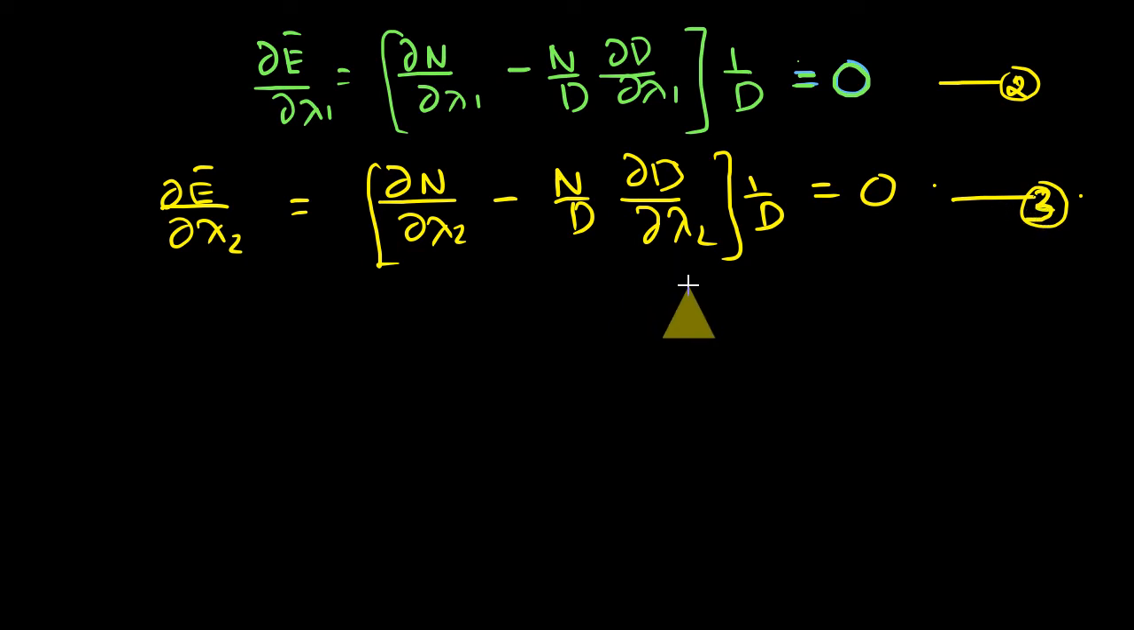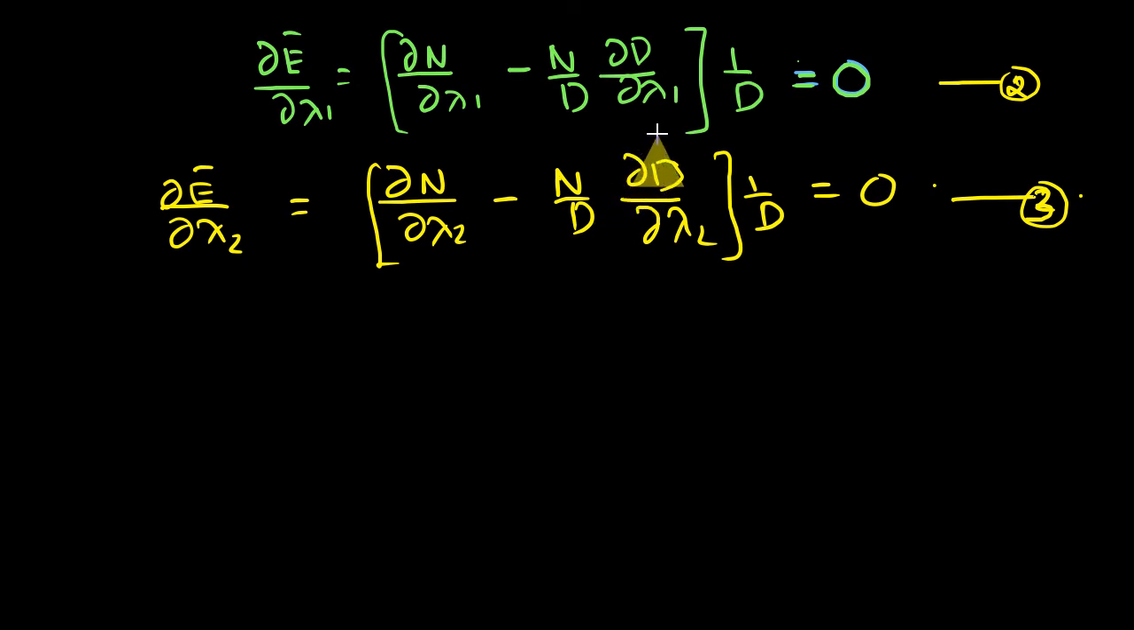Because we will use all these equations at a later stage. And now we have two equations, 2 and 3, and these equations say that the right hand side is 0, so the left hand side also should be 0. How should the left hand side be 0? There are two conditions. One condition is that 1 by d must be equal to 0. If 1 by d is 0, then the left hand side will also be equal to 0.